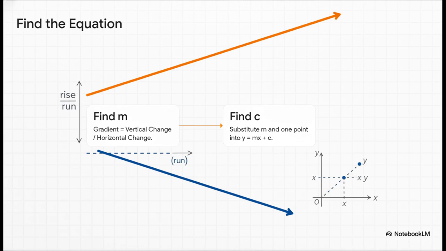Let's say you have the points (1, 2) and (3, 6). To calculate that gradient m, you take the vertical change, which is a rise of 4, and divide it by the horizontal change, a run of 2. 4 divided by 2, and you've got a gradient of 2. Once you have that, step 2 is a breeze. Just plug your new m and the coordinates of one of those points straight into y equals mx plus c, and you can algebraically solve for c.